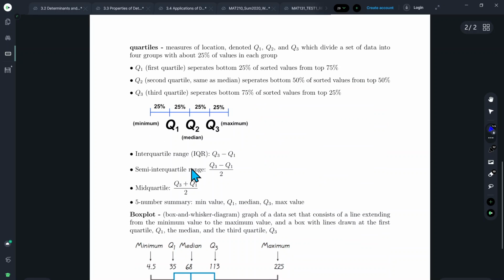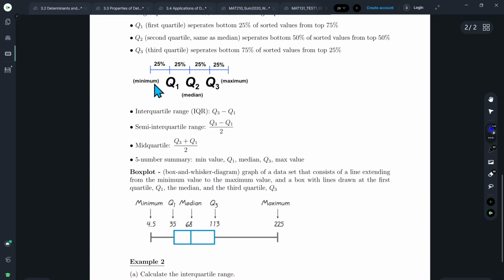And then some things you can calculate related to this are a few different types of spread, right? So the interquartile range is the spread for the middle 50%, right? So it's Q3 minus Q1. And the semi-interquartile range is just taking the interquartile range and dividing by 2. And then the mid-quartile is the average of Q1 and Q3.